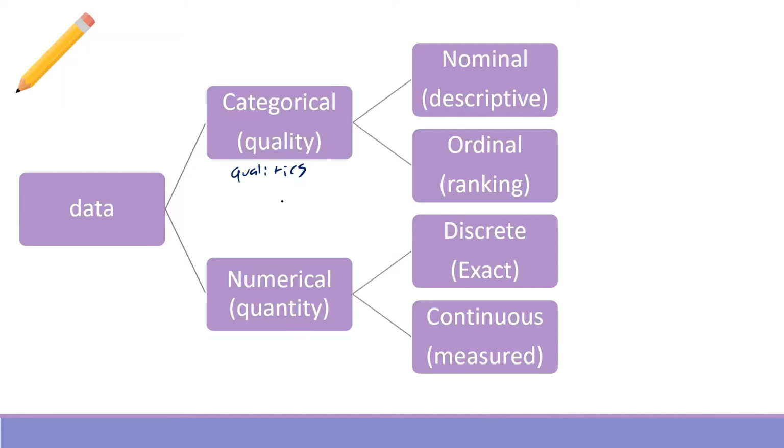Quality can be split up into 2 groups. There's nominal, which is a description. Does it have brown fur, black fur, whatever it is? Or ordinal, a ranking, whether it's small, medium, large, and so on and so forth.